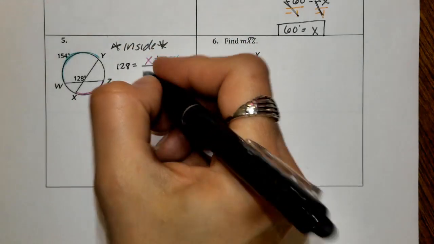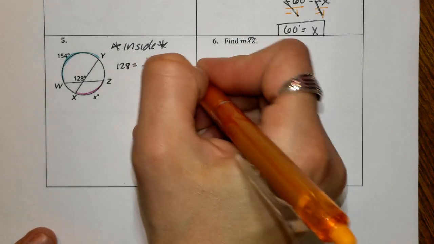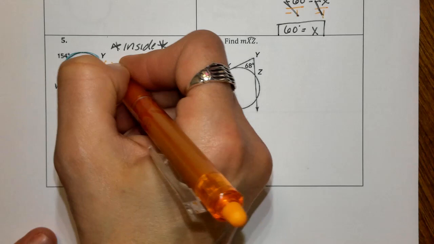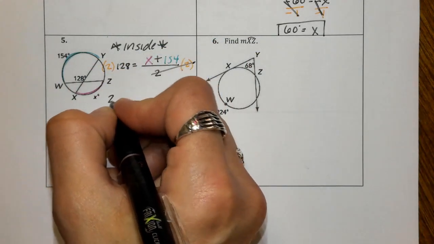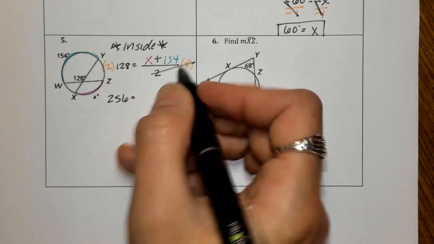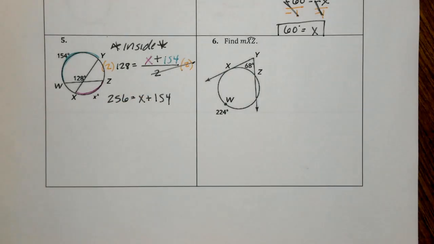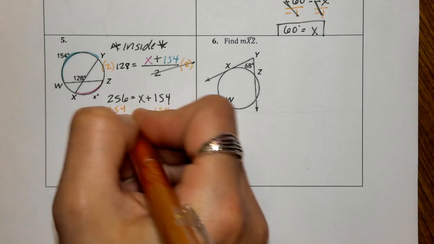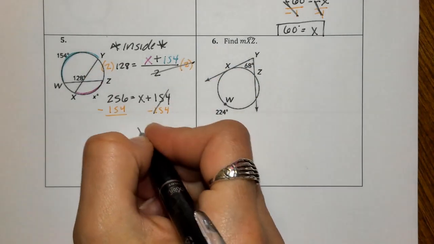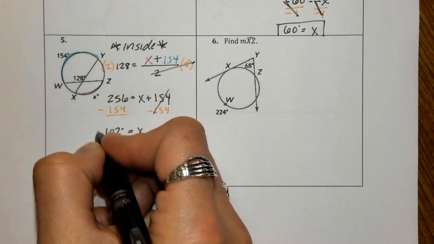divided by 2. We will take the first step exactly like we did on number 4, and we'll go ahead and get rid of the denominator first by multiplying. So we wind up with 256 equals X plus 154. This one's easier because we don't have to deal with that negative X, so we can just subtract the 154 from both sides. And then we're going to find that X is going to end up equaling 102 degrees.